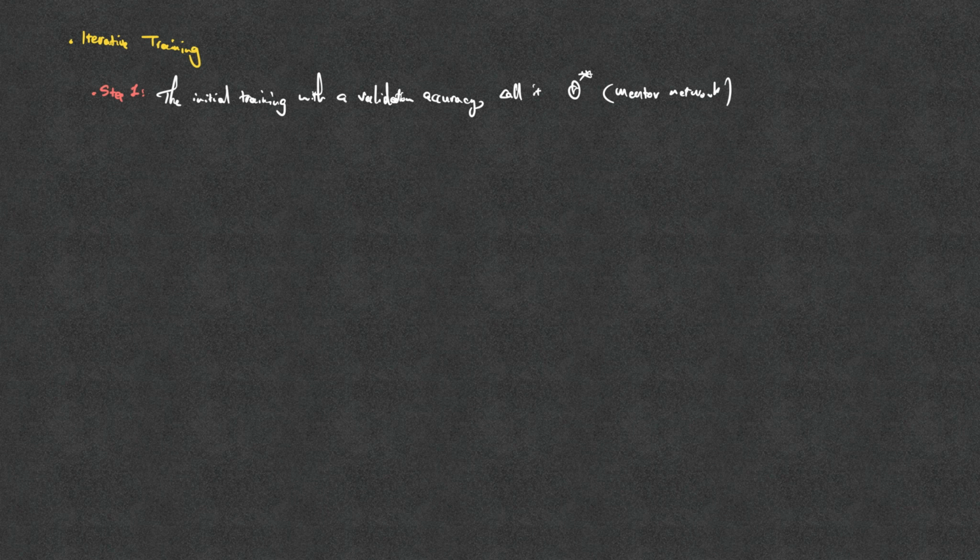They also have this iterative training section, which means that they, first of all, do an initial training with the best validation accuracy. They call it Theta Star or Mentor Network.